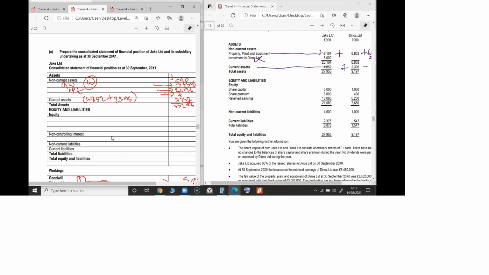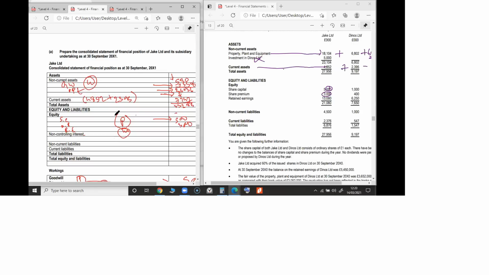In the equity, we have share capital, share premium, retained earnings. Share capital, parent only, share premium, parent only. So 5,000 and 3,000. Do remember, I shouldn't make that mistake. 5,000, 3,000. Retained earnings we have worked out. You remember? Non-controlling interest is given. We're going to take it anyway.